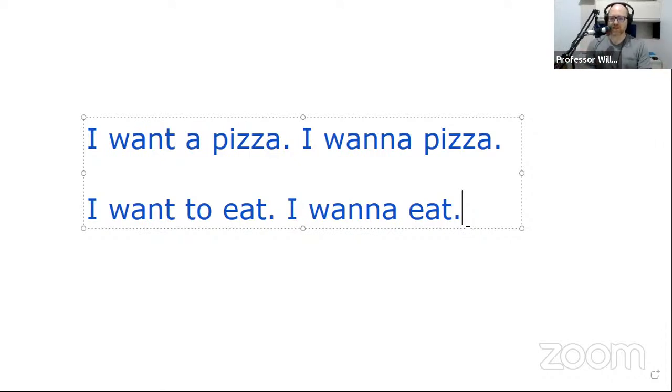But in the case of if you're at somebody else's party and somebody asks, oh, what do you want? Oh, I want a cake. Well, no, you can't have the whole cake. You can have a piece of cake, but you can't have the whole cake.